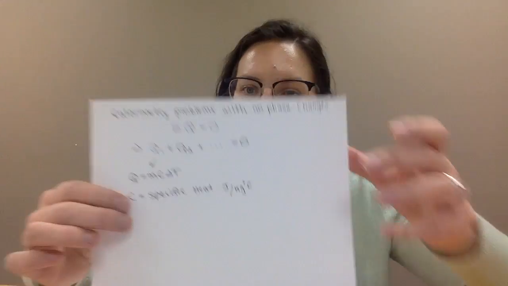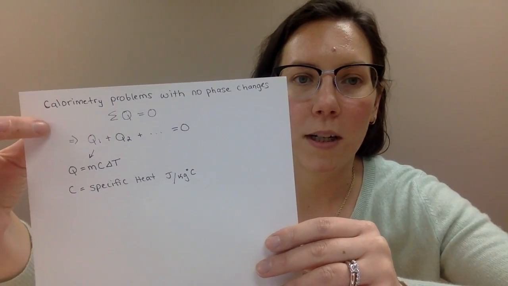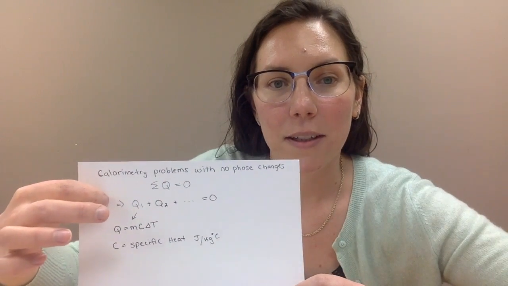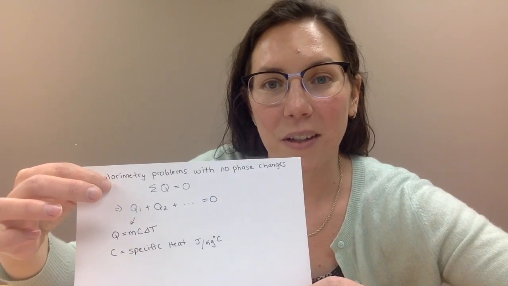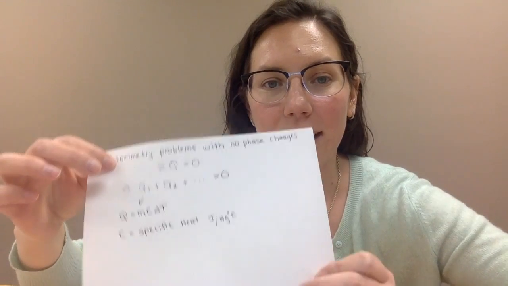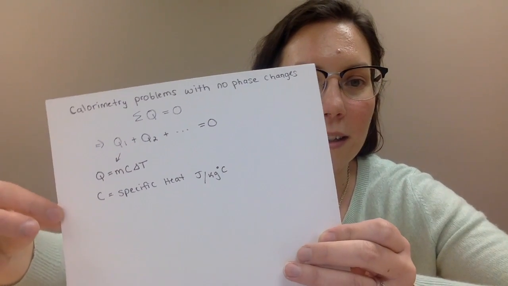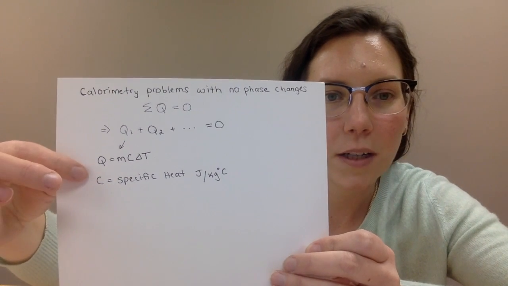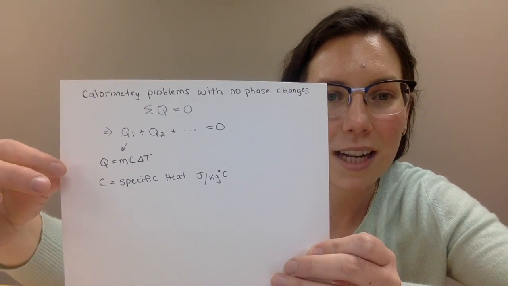If the system is isolated, there can be no energy transfer into or out of the system. In that case, the total energy change of the system has to be zero. So if we add up the energy change term, a Q value for each substance, the sum of all of those Q values should add to zero. If there are no phase changes, then there's one Q value for each substance, and we can write Q equals mc delta T.